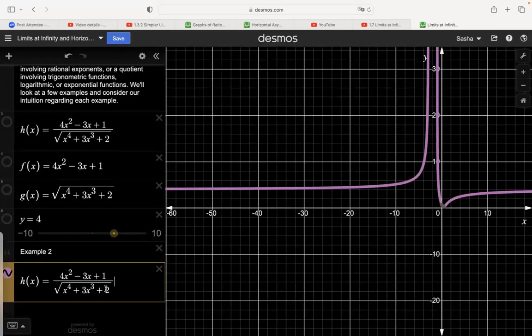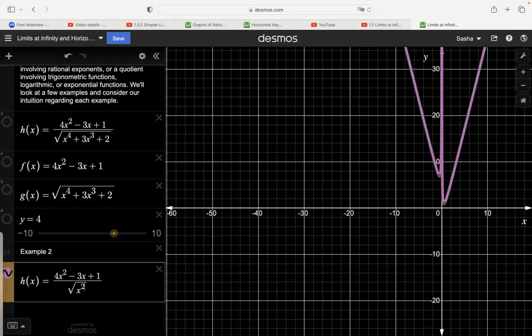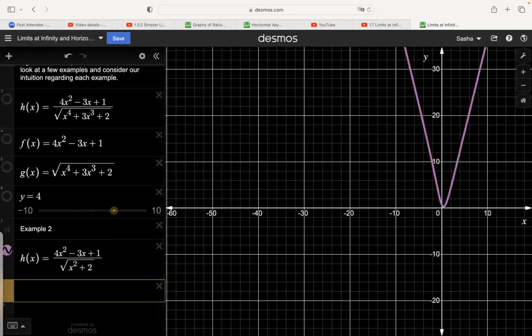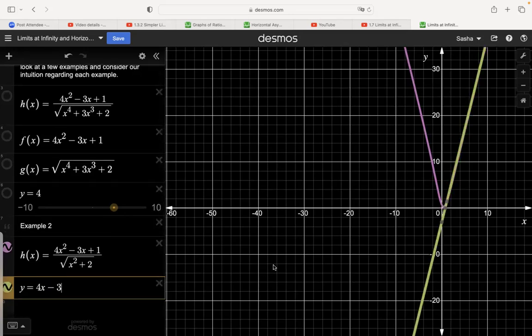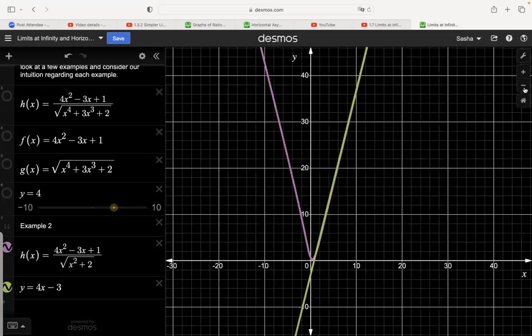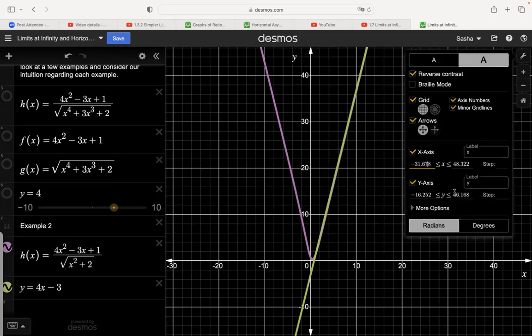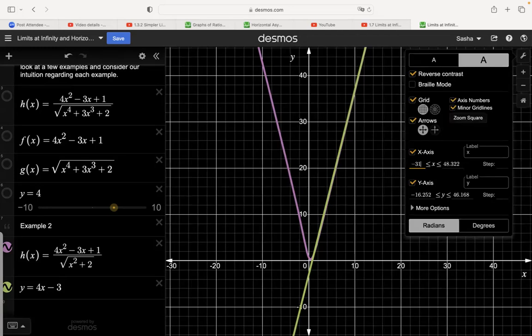So I'm taking that first example and I'm changing the denominator. Under the radical, we've got x squared plus 2. And from our calculations, we said that it looked like the function had a slant asymptote y equals 4x minus 3. It's a little bit hard to see. Maybe we need to stretch things in the x direction a bit. So basically, I want to change my window so that my x values are perhaps between like negative 14 and 14. So it's not going to be to scale anymore, but it's going to be a little bit easier to see kind of what's going on.